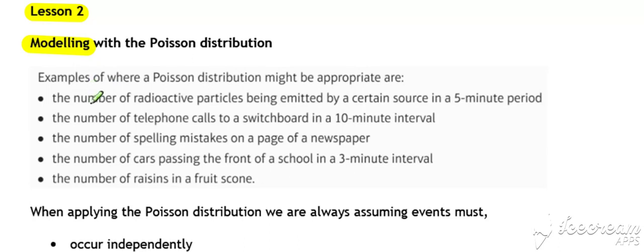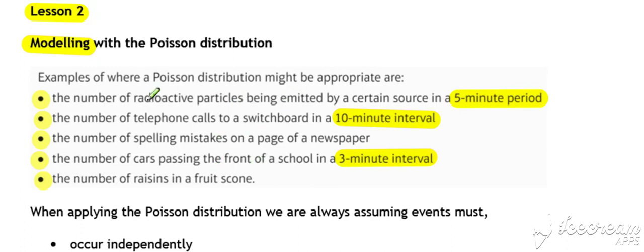So a few examples. The number of radioactive particles being emitted by a certain source in a 5-minute period. Number of telephone calls to a switchboard in a 10-minute interval. Number of spelling mistakes on a page of a newspaper. Number of cars passing the front of a school in a 3-minute interval. And the number of raisins in a fruit scone.